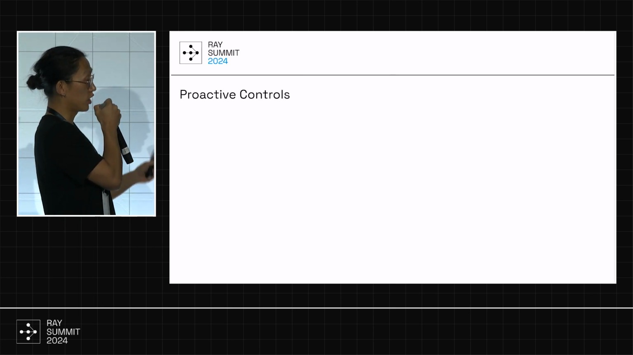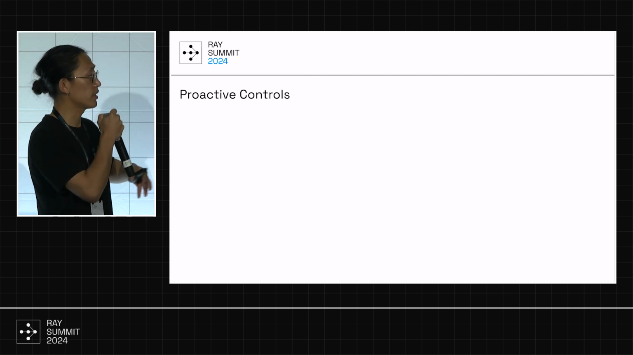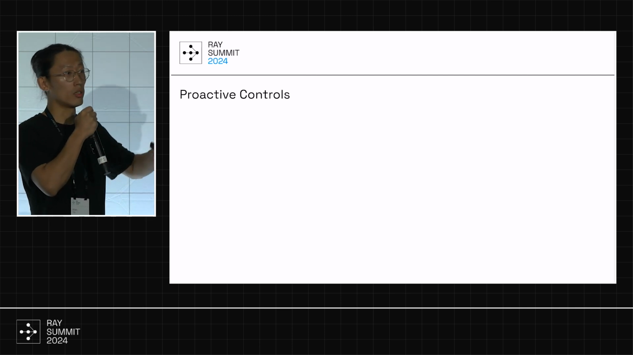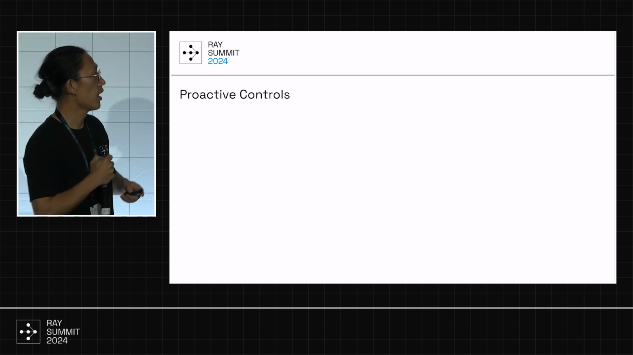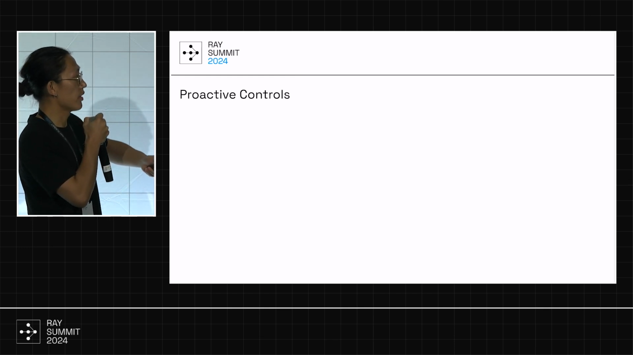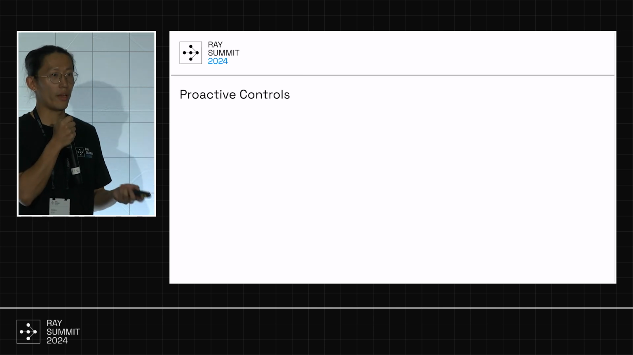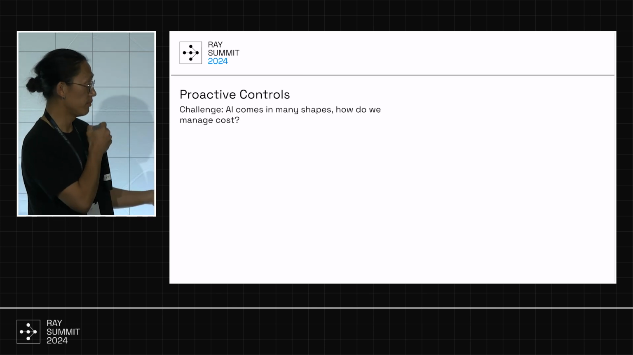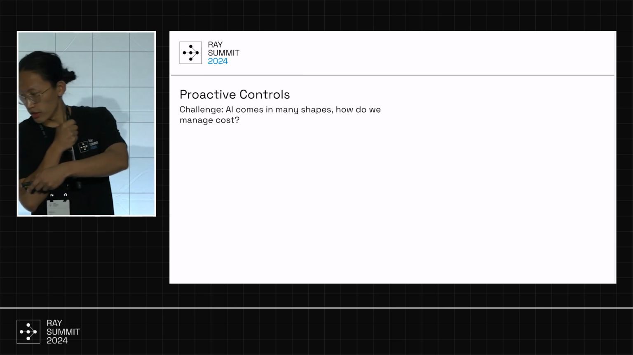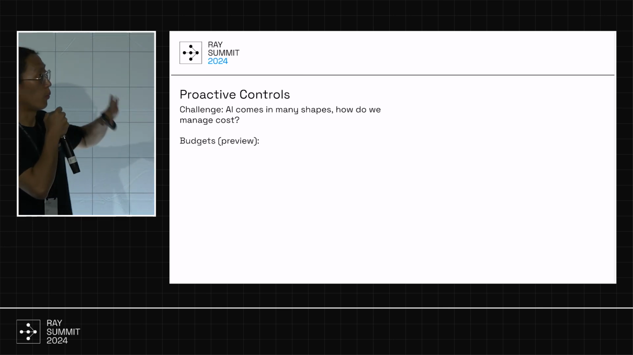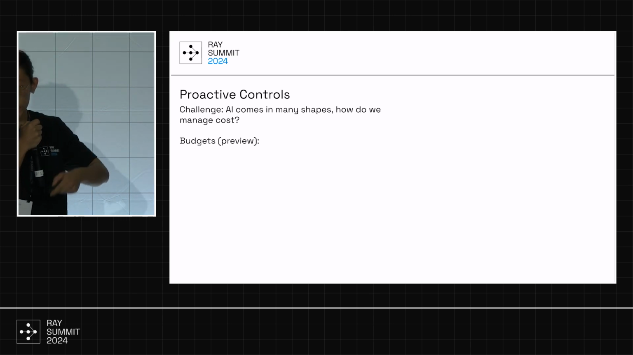So let's take a deeper look at proactive control tools. We all want to build things, we all want to move fast, but we are all also concerned about cost. But AI is complicated, meaning there are not only technical challenges, but there are also many different ways that you can overspend. Okay, so one feature that we have to help you manage that cost is budgets.